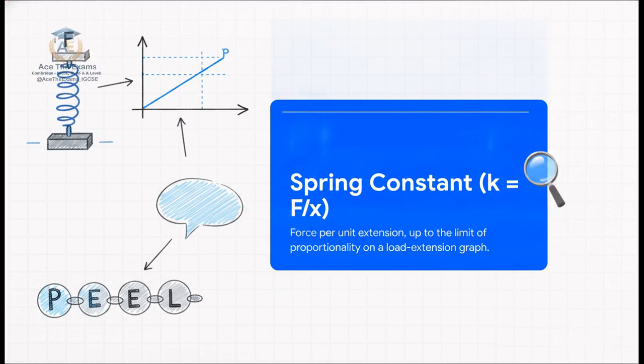When applying our PEEL framework here to structure a perfect answer, your point is the core definition of the spring constant. Your evidence is extracting the data from the graph provided, showing the exact linear region. Your explanation dictates exactly how the force relates to the extension in that specific region. And finally, your link ties it all back to the specific limit of proportionality mentioned in the question's unique scenario. If you structure your thought process like that, the examiner has no choice but to award full marks.